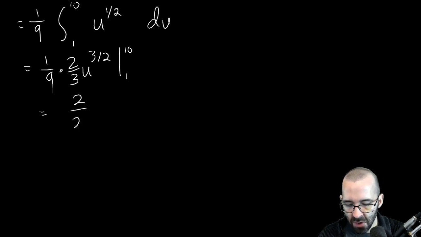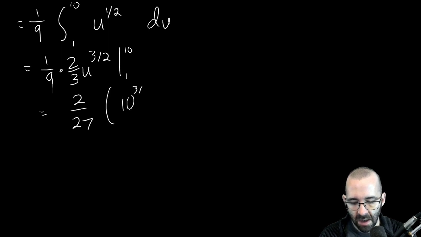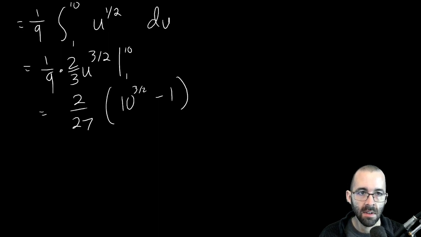That's going to give us 2 over 27. And then this becomes 10 to the 3/2 minus 1 to the 3/2. 1 to any exponent is just 1. And this is our exact answer. There's no real good way of simplifying this.